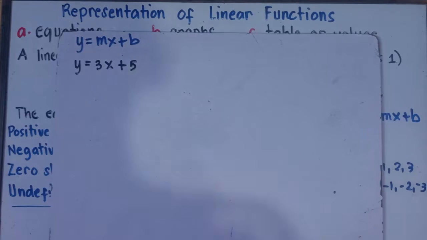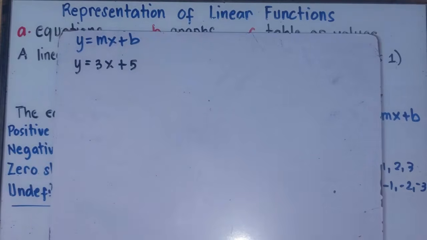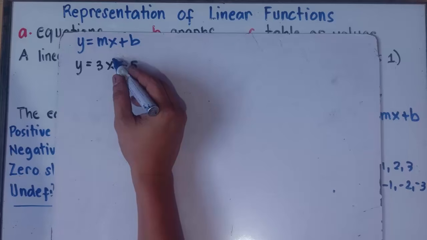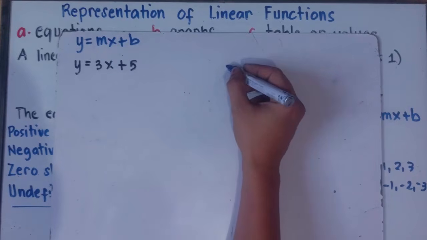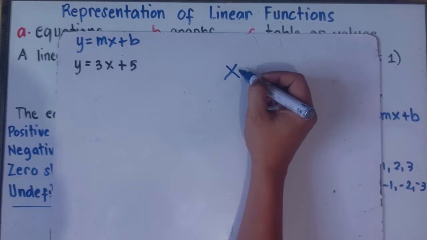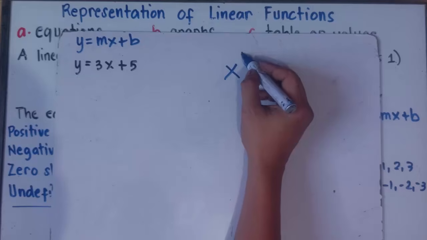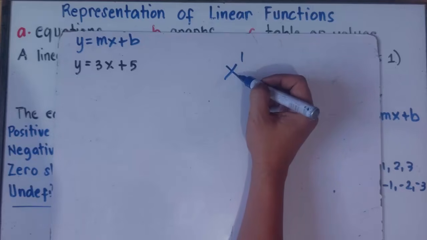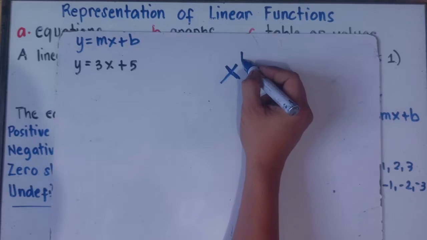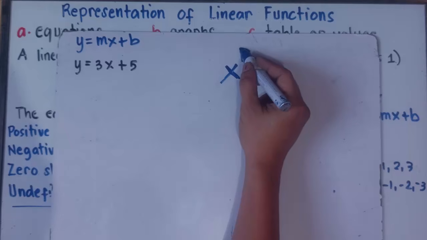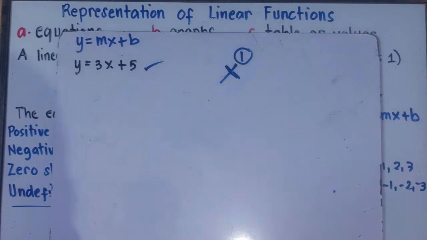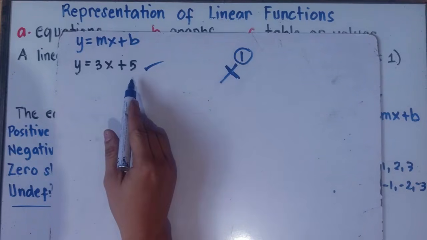Yup, this will be a linear function. Why is that? Because the highest degree of x is just 1. If you have a variable and you don't see any exponent, understood, the exponent is 1. If the highest exponent is 1, therefore you can call this one a linear function.